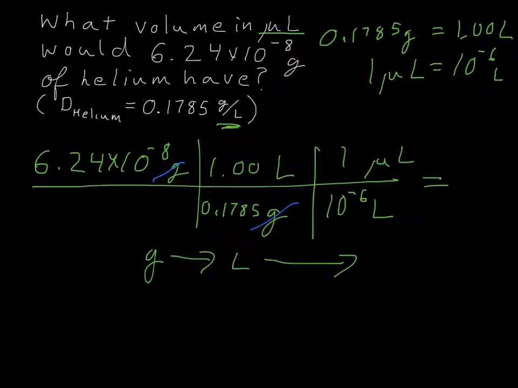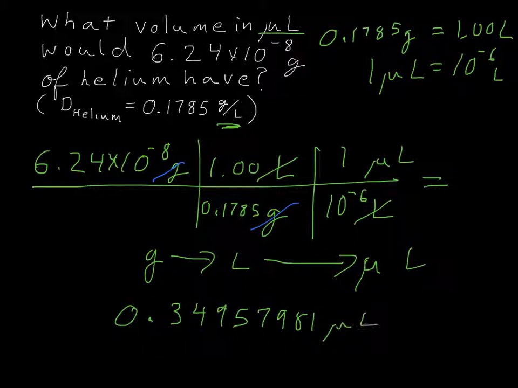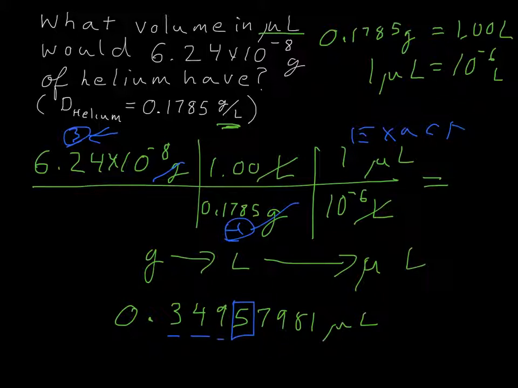I multiply everything on top, divide through by everything on the bottom, and that gives me a calculator lie of 0.34957981 microliters. If I do my sig fig analysis, I have 3 sig figs there, 4 sig figs there. This is exact. My least number of sig figs is my 3. 1, 2, 3. Round on the basis of the 5 and the 5 alone. That makes my 9 a 10 and my 4 a 5.